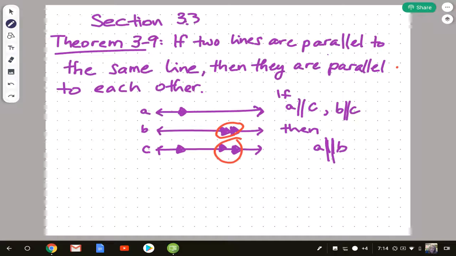So I kind of restated the theorem by just saying if A is parallel to C and B is parallel to C, then A must be parallel to B. So anytime we know that two lines are parallel to the same line, then they have to be parallel to each other.